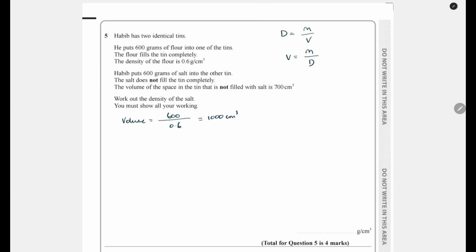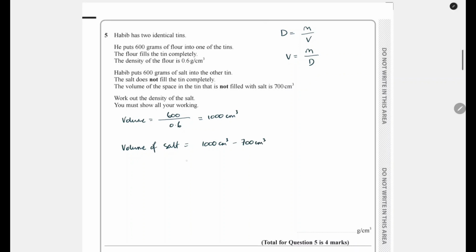So as both tins are completely identical, we know that the volume of the second tin is also 1,000 centimeters cubed. The question says that the volume of the space in the tin that is not filled with the salt is 700 centimeters cubed. And so we can work out the volume of the salt, and that's just the total volume of the tin, which is 1,000 centimeters cubed, minus the amount that was not filled, so 700 centimeters cubed. And so the volume of the salt is 300 centimeters cubed.